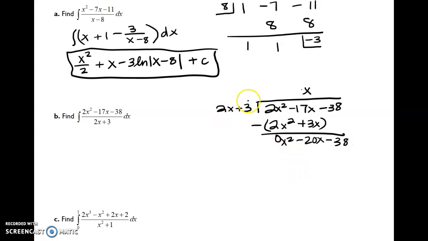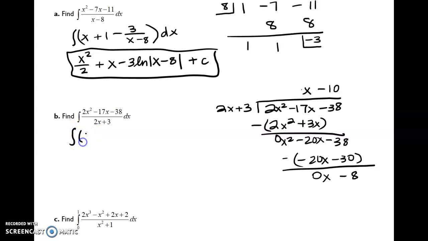And so now I'm looking, what do I multiply 2x plus 3 by to get negative 20x minus 38 or something close? So again, I'm paying attention to the higher power terms, 2x and negative 20x have to multiply by negative 10. So I would have negative 20x minus 30, but remember we're subtracting those. So I would get 0x, and then negative 38 minus negative 30 would be negative 8. That is my remainder. So when I rewrite my integral, it is x minus 10 minus 8 over 2x plus 3.